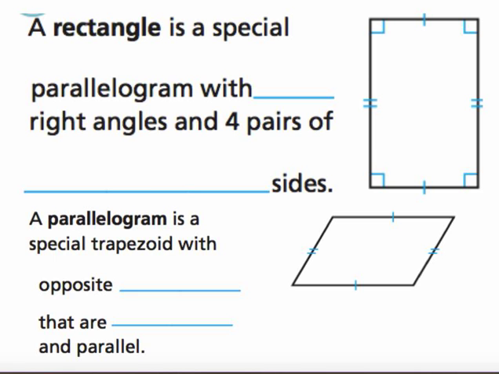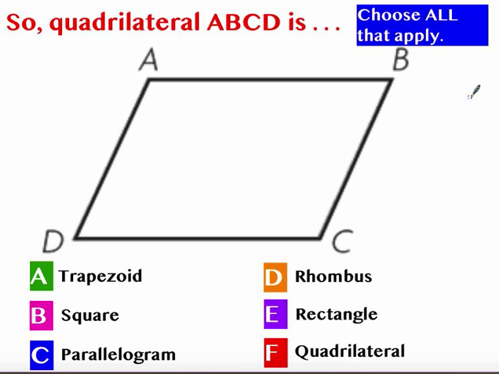Let's take a look at a couple of these. So this first quadrilateral, and by the way, they name them off their corners, so A, B, C, D. This one has, I believe, 3 names. See if you can figure out what 3 names are for this shape.